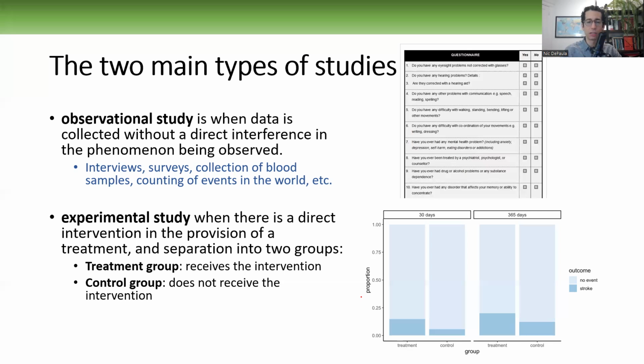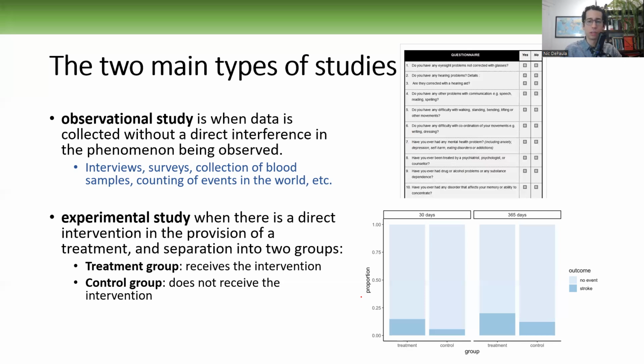The experimental study is when there is a direct intervention or treatment and a separation between the two groups, and you observe differences between where the treatment was placed and where the treatment was not placed. So the treatment group receives the intervention and the control group does not receive the intervention. And this is often discussed in terms of medical work, but it doesn't have to be. It can be in other instances as well. We can do it for psychological studies. We do this even sometimes for sociological studies, for studies of information systems.